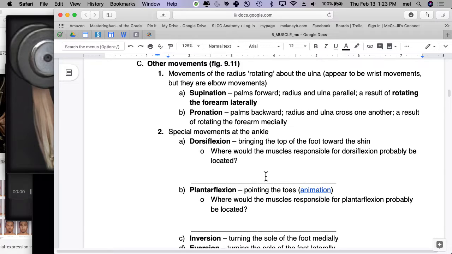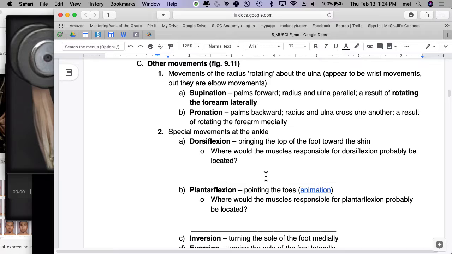Okay, dorsiflexion and plantar flexion. They're called what they flex toward. If you flex toward the dorsal surface of the foot, that's dorsiflexion, yes. If you flex toward the plantar surface of the foot, that's plantar flexion. Now, if we understand the mechanics, we can figure out where the muscles should be. So where do you think the muscles responsible for dorsiflexion should be? Anterior surface crossing the ankle joint, yes?